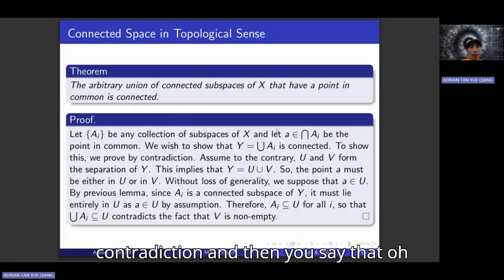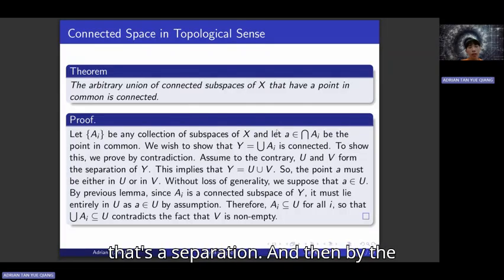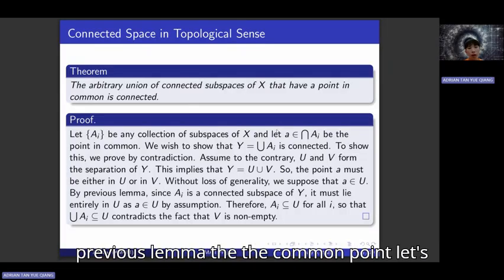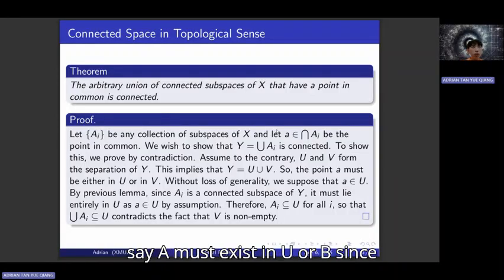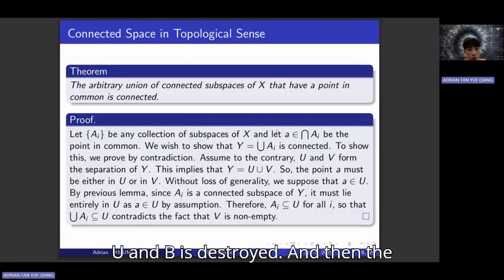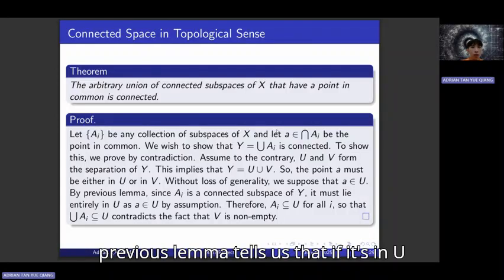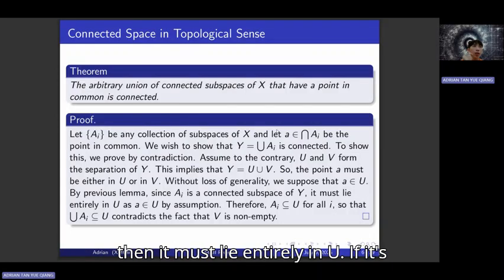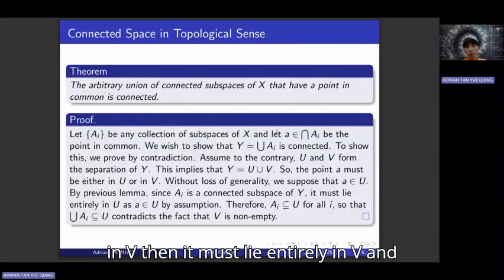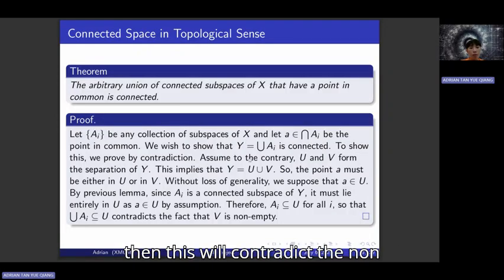You prove by contradiction, and then you say that there's a separation, and then by the previous lemma, the common point, let's say A, must exist in U or V since U and V are disjoint. The previous lemma tells us that if it's in U, then it must lie entirely in U. If it's in V, then it must lie entirely in V. And then this will contradict the non-emptiness of U and V.